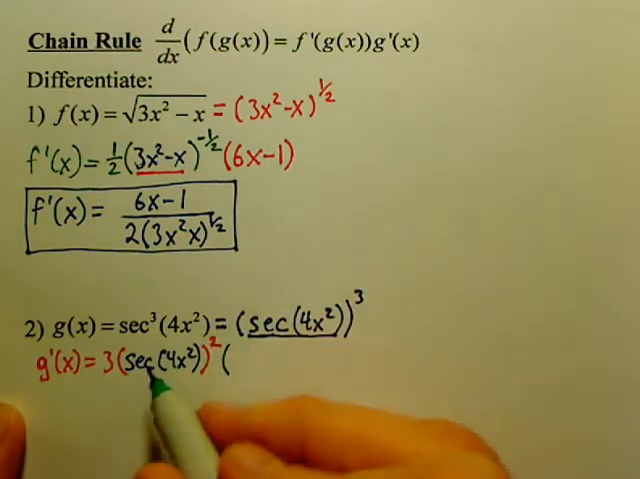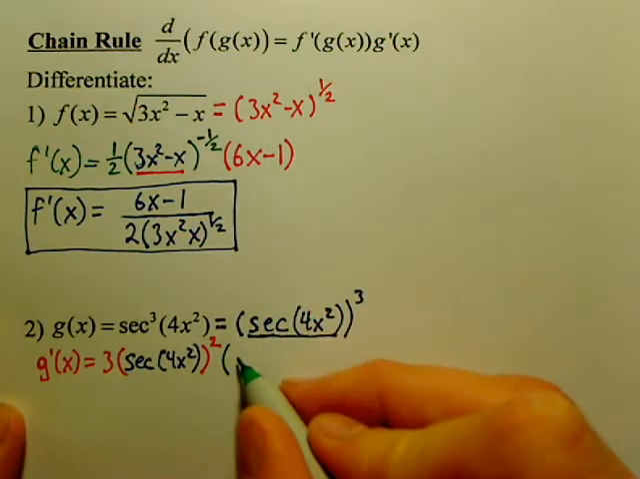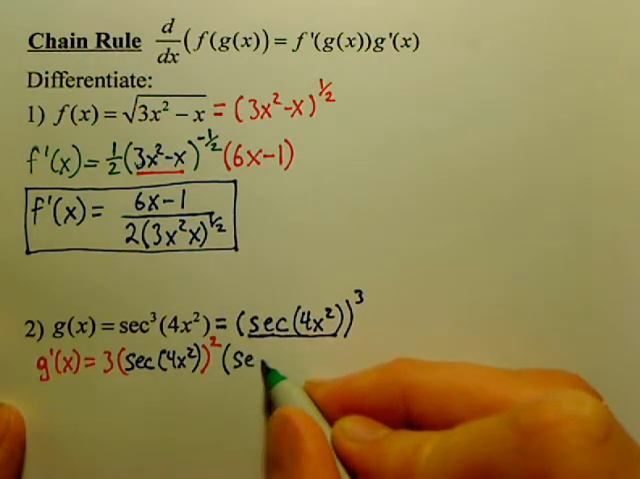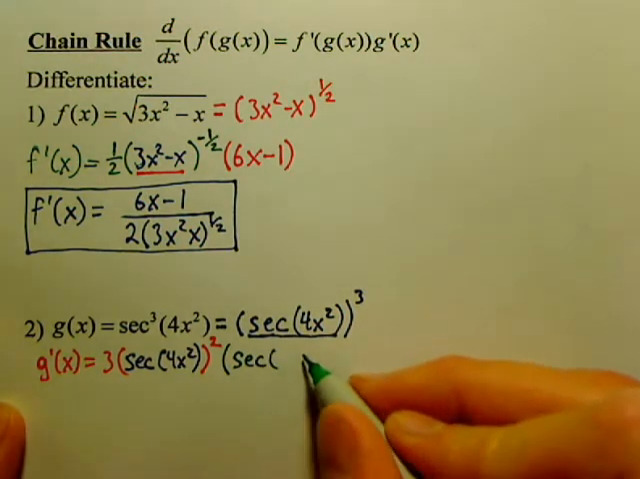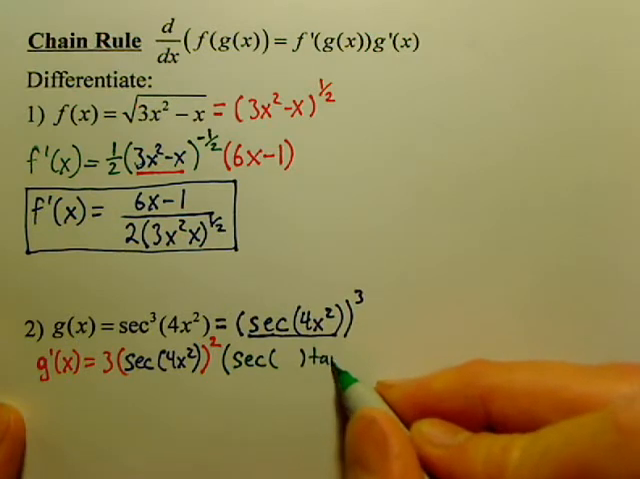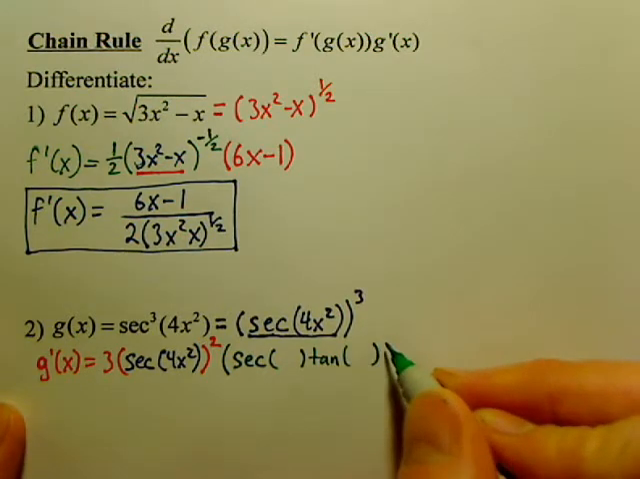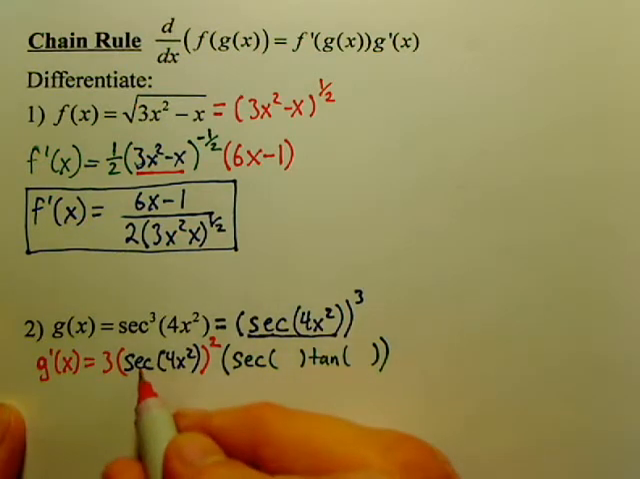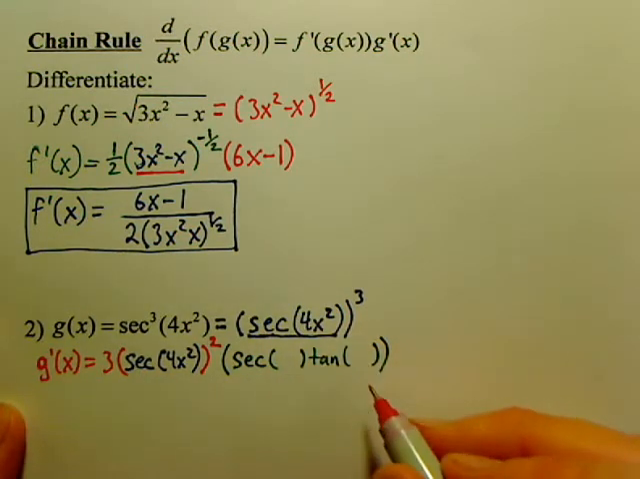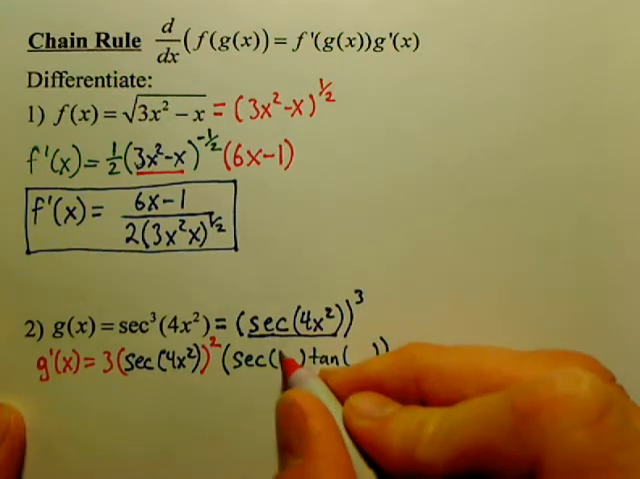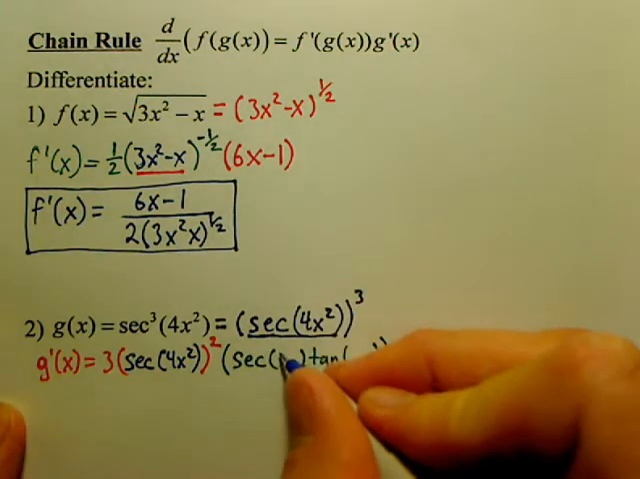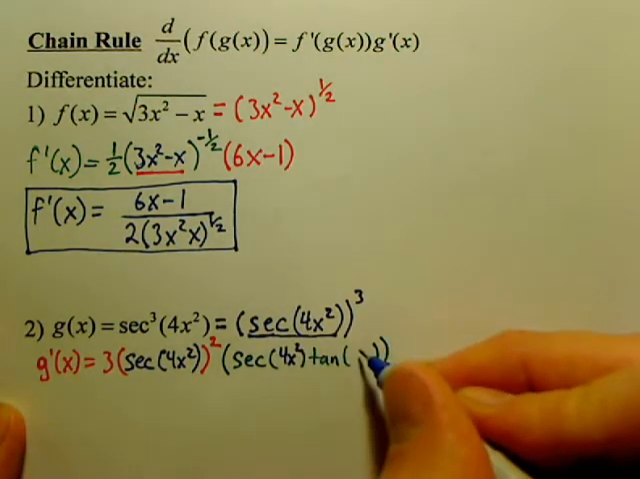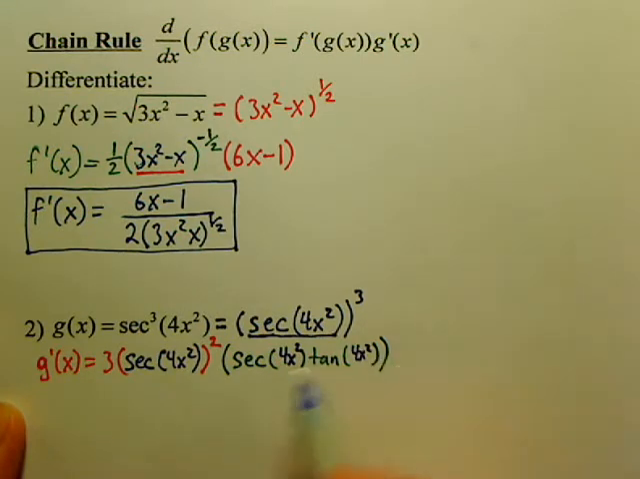Ready for this? The outside is secant. The derivative of secant is secant tangent. Okay. So the derivative of secant is secant tangent, and we leave the inside. So we're going to leave the inside of 4x squared. So I left the inside.